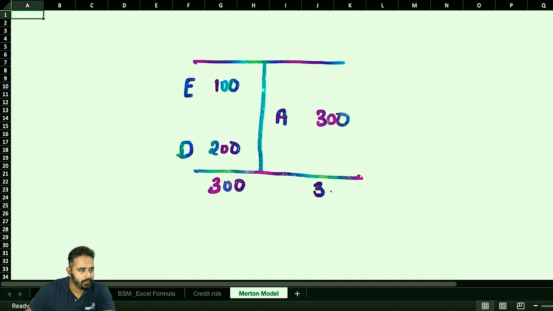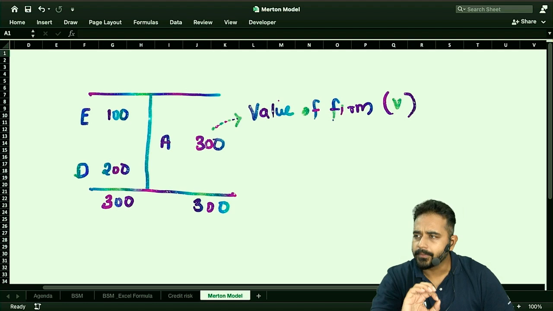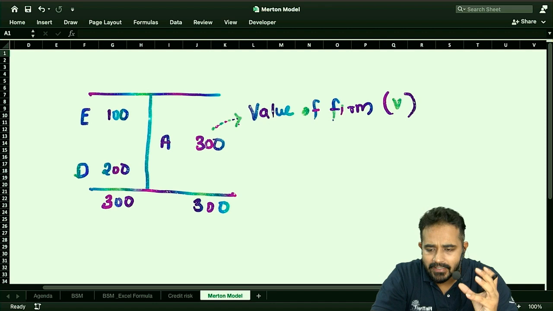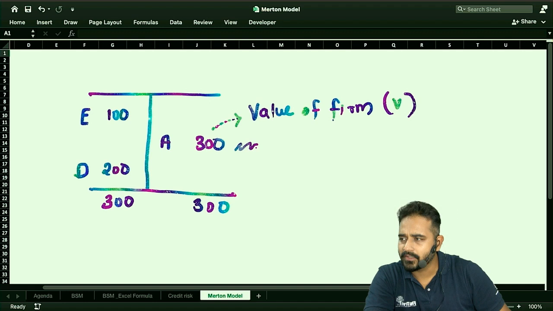Now this value of assets, in the Merton model, is generally the value of the business, right? On this side, this is referred to as the value of the firm. Value of firm, and going forward, I would simply be addressing this number as V. So value of firm here is 300. Now this 300, which is the value, is assumed to be a stochastic variable. This is assumed to be a number that keeps on changing. So there's a level of volatility attached to it, right? So it might go up, it might go down.